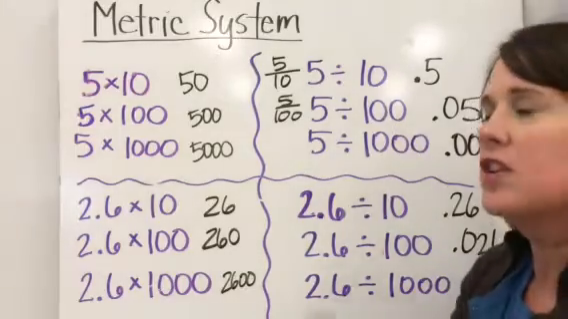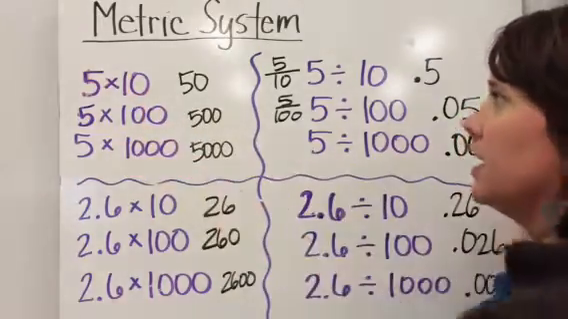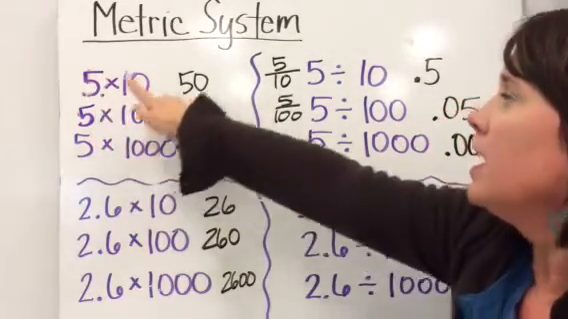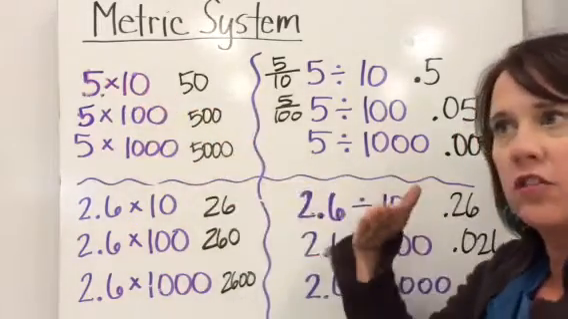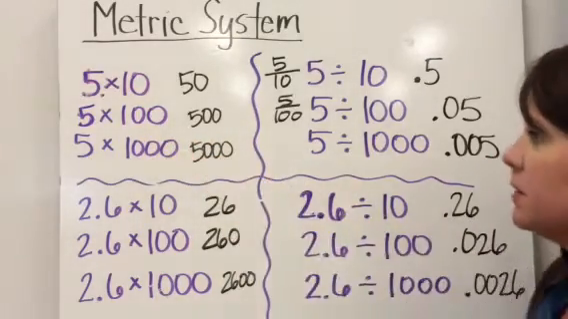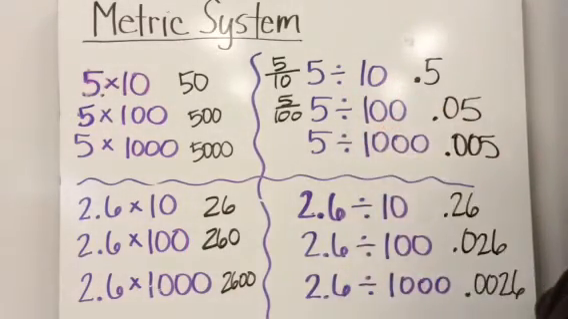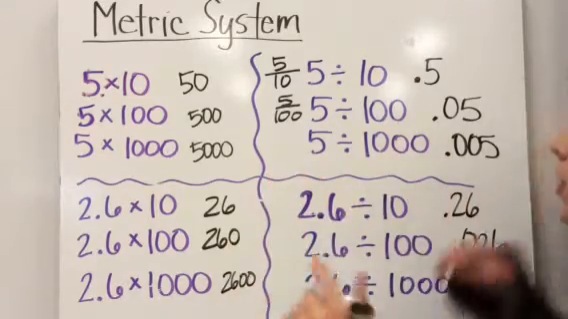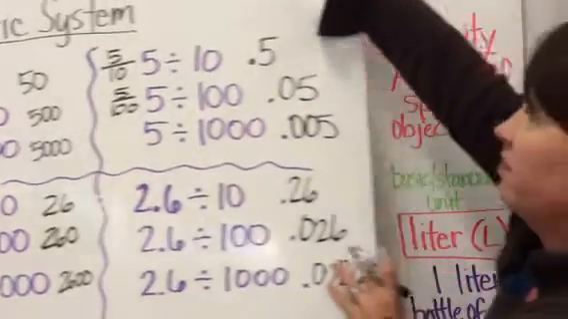What I wanted you to notice is what happened to the decimal. When you multiplied by a power of 10, remember there's a whole number, the decimal's at the end. So when you multiply by a power of 10, it moved your decimal to the right, depending on what power of 10. Times 10, it moved the decimal to the right 1 place. Times 100, it moved it to the right 2 places. Times 1,000, it moved it to the right 3 places. And then same when you divide. When you divide by a power of 10, you're moving the decimal to the left 1 place for every power of 10. This is interesting to keep in mind when we work with the metric system.